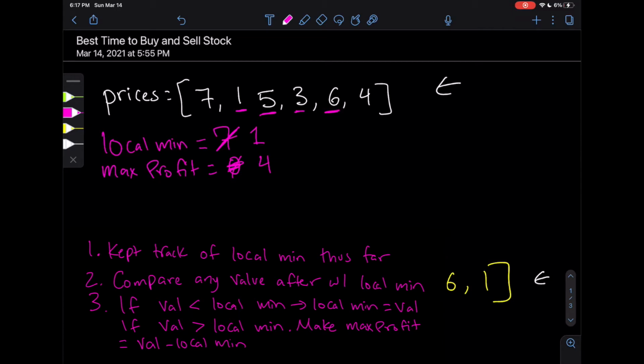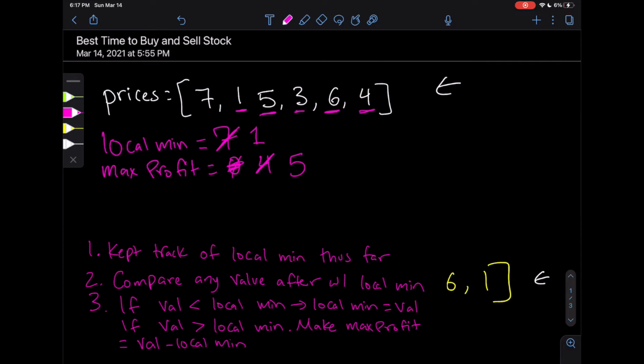Now we have 6. Once again, this value is not less than our local minimum, but it's greater than our local minimum. So now let's check to see if the difference between this value and the local minimum is greater than our max profit. In this case, it is. The difference between 6 and 1 is 5, and 5 is greater than our current max profit, so let's reassign our max profit to be 5. Cool. Now let's move on to the last value at index 5.